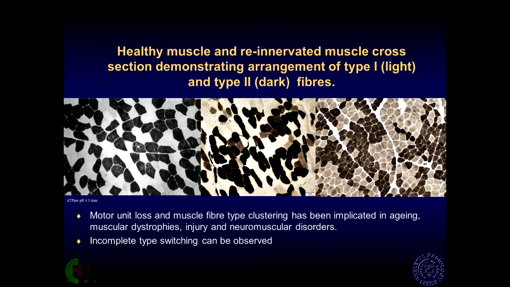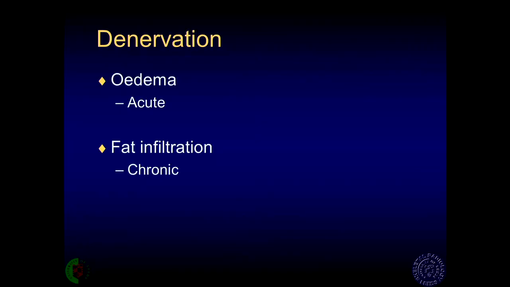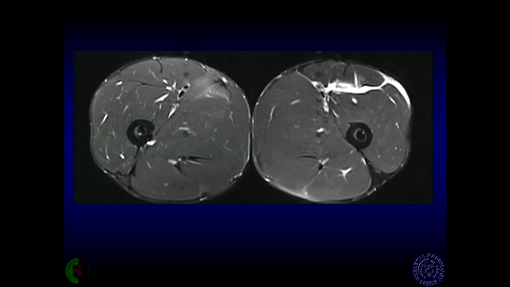And what you see on the left is the normal distribution with just an even distribution of type 1 and type 2 fibres. In a denervated muscle, what you tend to see is clumping of the fibre types. So you can see the type 1 fibres here and type 2 dark fibres here clumping together in an unusual distribution. So what we see in denervation is acute change, which is edema, and then chronic change, which tends to be fat infiltration. And you can see both together.